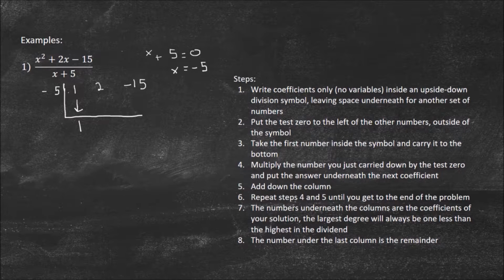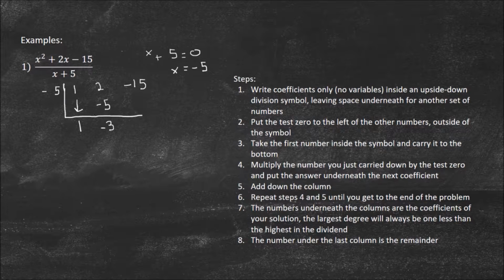Now we're ready to do the synthetic division, and this is where you start the process that you'll repeat all the way down the line. You take the number on the outside, the negative 5 here, and multiply it by the number at the bottom, which in this case is 1. Negative 5 times 1 is negative 5, and you put it underneath the next number. Then you just add down the column. What is 2 plus negative 5? It's the same as 2 minus 5, which gives us negative 3.